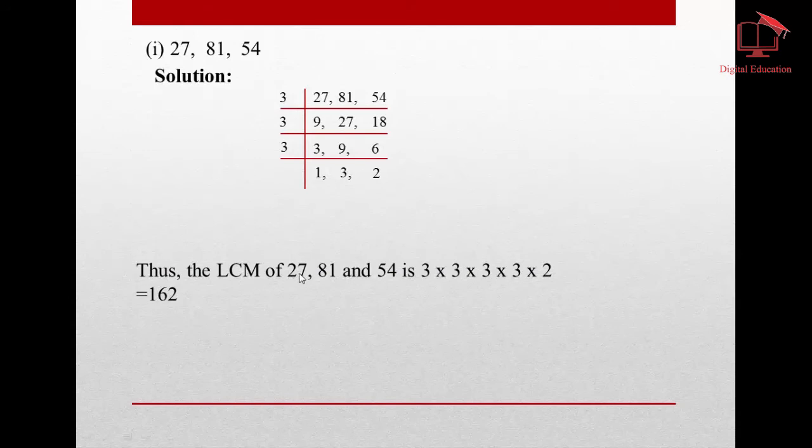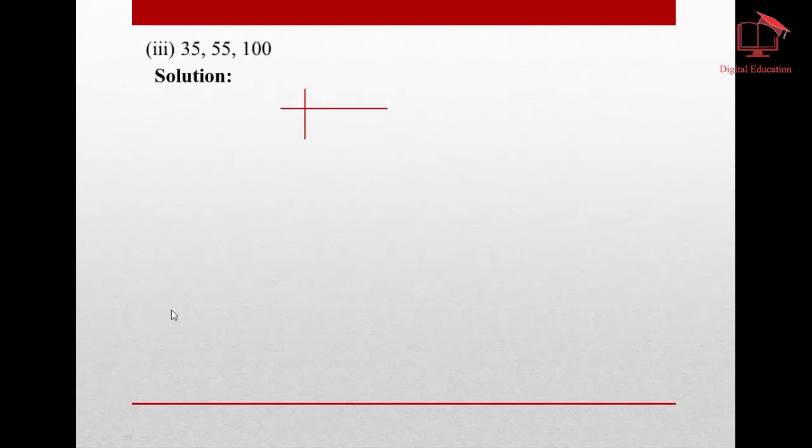Now the LCM of 27, 81 and 54 is 3. This one multiply by 3 and multiply by 3. This multiply by 2 and multiply by 2. If we multiply, we get the answer 162.